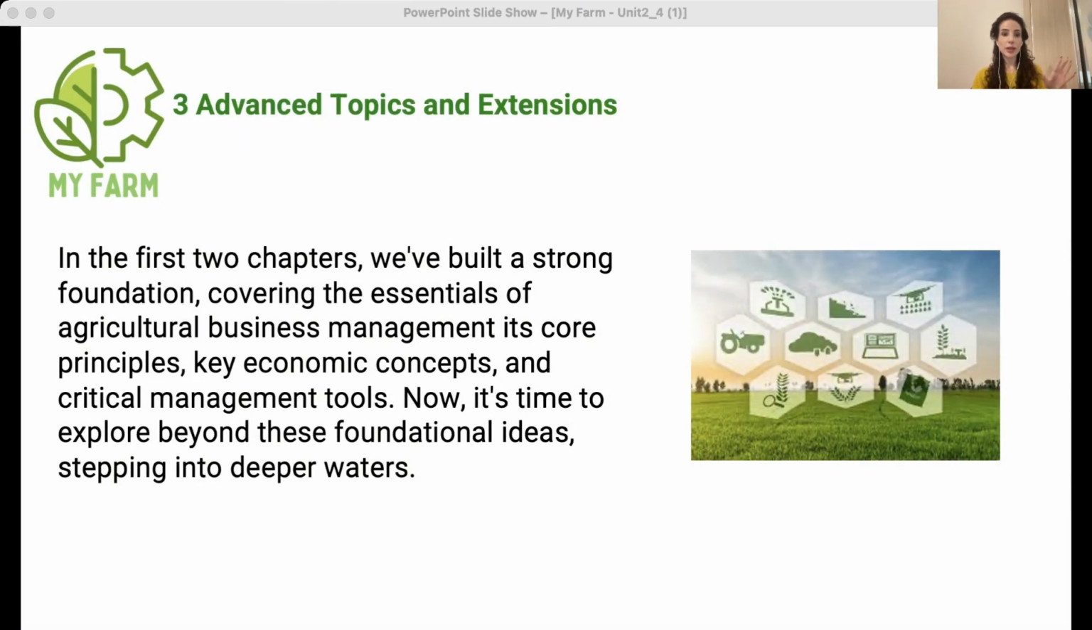Up to this point, we have built a strong foundation in agricultural business management. We have examined economic principles, cost structures, and the role of technology in modern agriculture. This final section moves beyond the basics and introduces more advanced topics that help to prepare agricultural managers for complex real-world challenges.